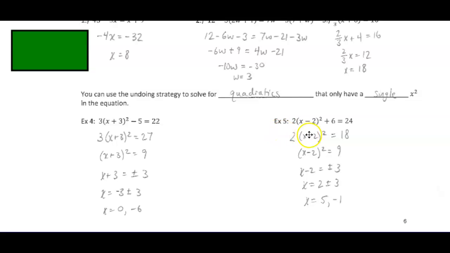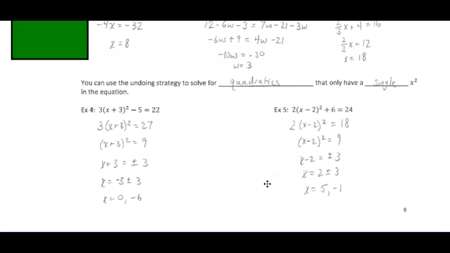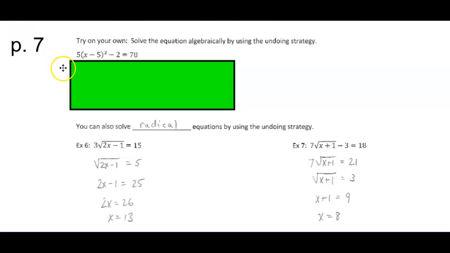Example 5, same kind of thing. I'm subtracting 6 first to get 18, dividing by 2 to get 9. Again, it's plus and minus 3, and when I add the 2, I have 2 plus and minus 3. So 2 plus 3 is 5, 2 minus 3 is negative 1. Just remember when you square root, that square goes away, and so we're no longer dealing with any kind of exponent on the left side. All right, so on to the next page, page 7, top of the page. Give this one a try on pause, and then come back and check it out.